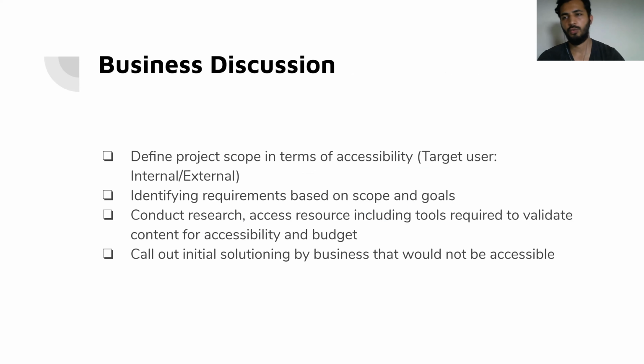So the first topic we'll talk about today is the roles and responsibility and the engagement that should happen from accessibility engineering during business discussion. What typically happens during business discussion? Business will come up with a set of requirements and they will look for a solution from the product team.